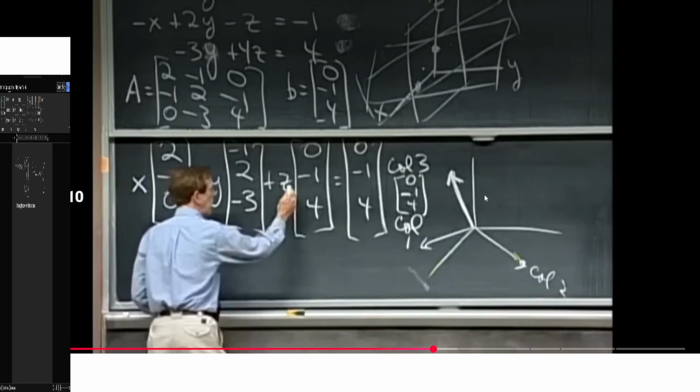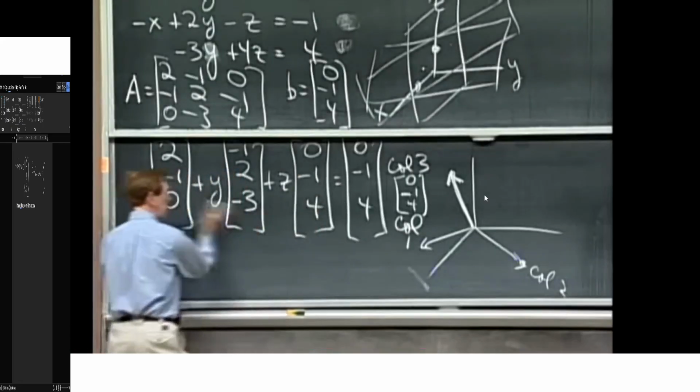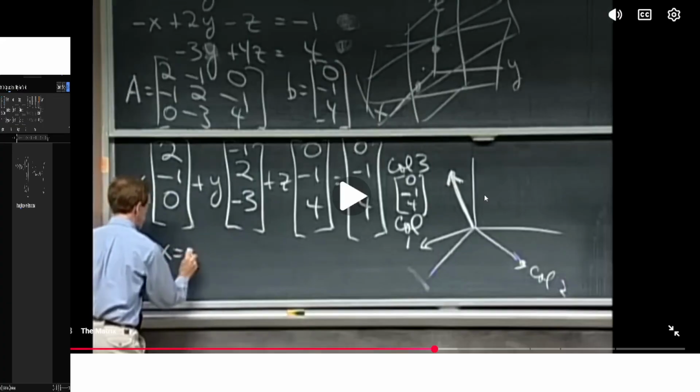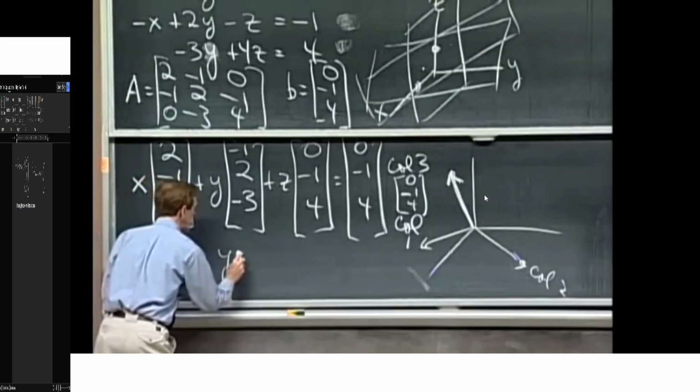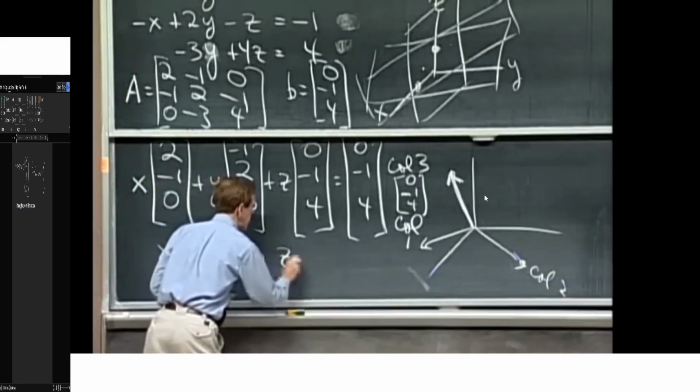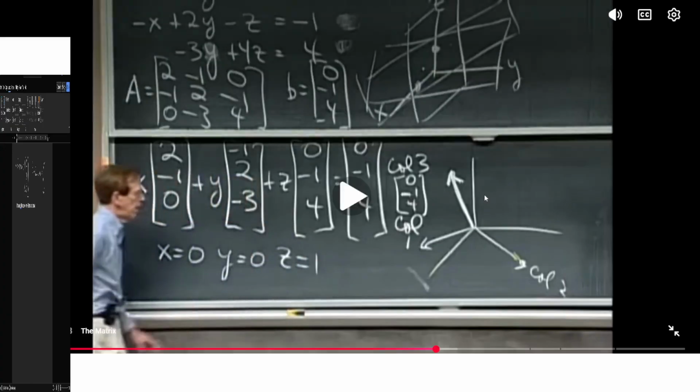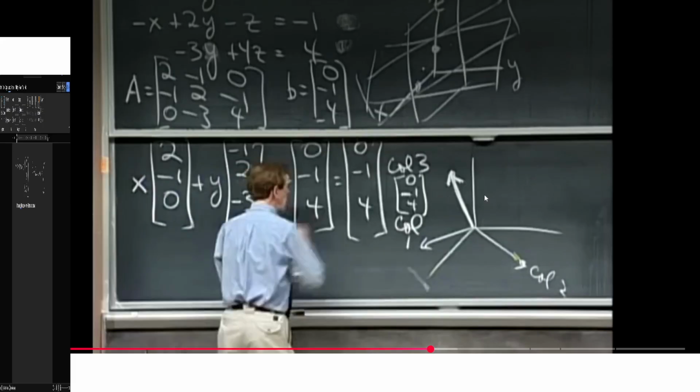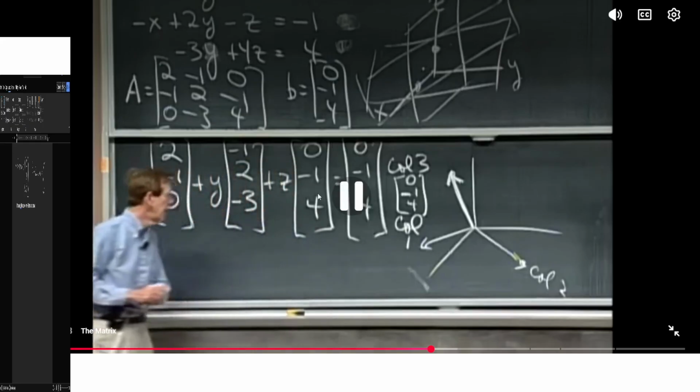What are you talking about? Want one of these and none of these. So x should be 0, y should be 0, and z should be 1. But that's not the only way to do it, right? Because they can have different values.